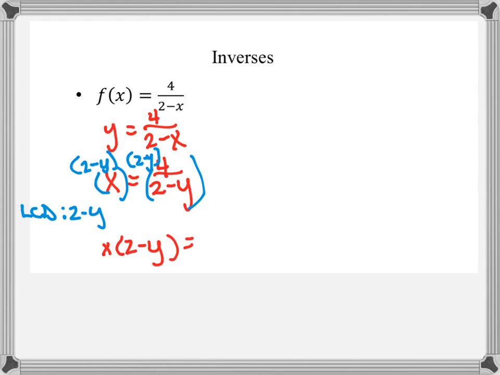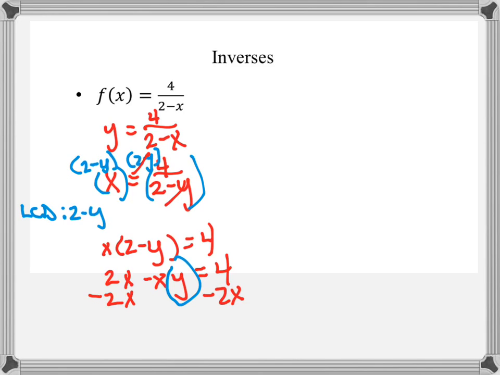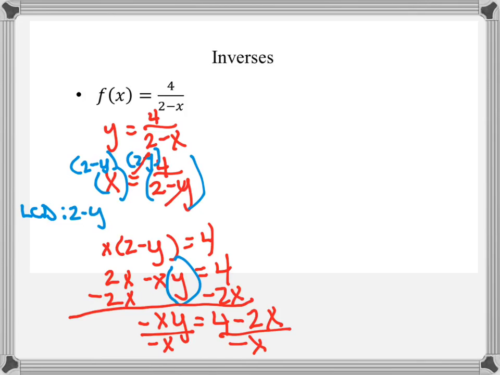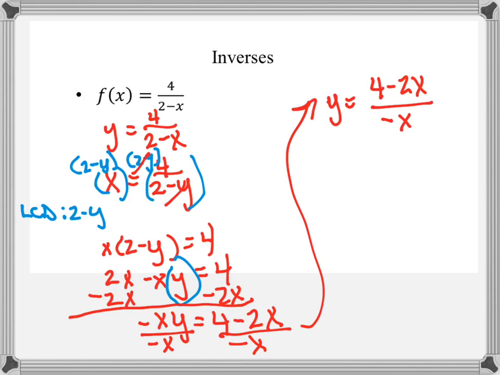We'll get x times 2 minus y equals 4. We'll distribute: 2x minus xy equals 4. We want to get y by itself, so let's subtract 2x from both sides. We have negative xy equals 4 minus 2x. We'll divide everything by negative x. We get y equals 4 minus 2x over negative x.